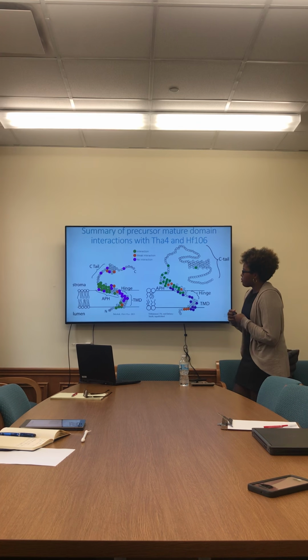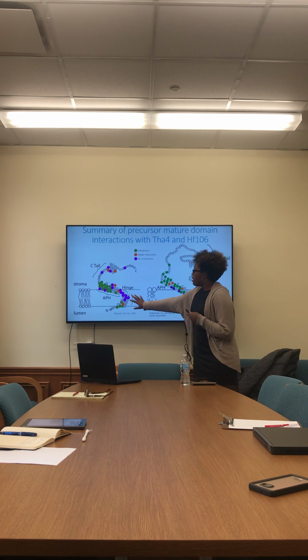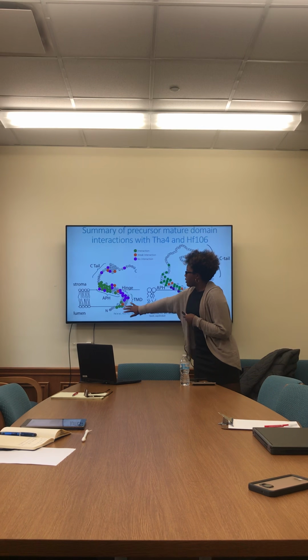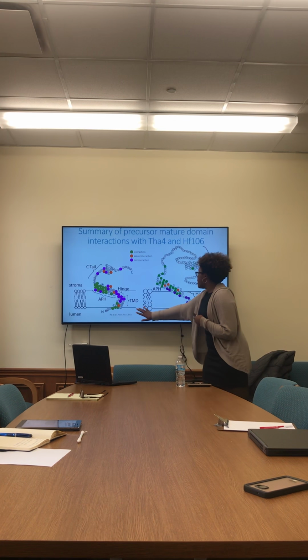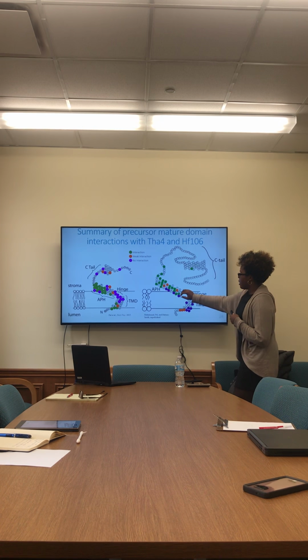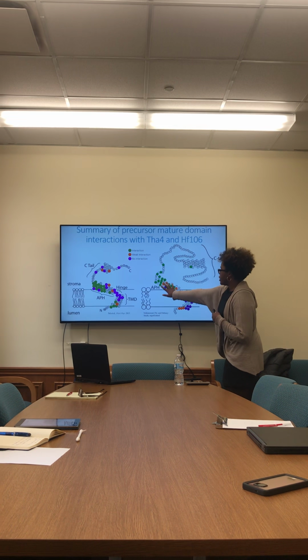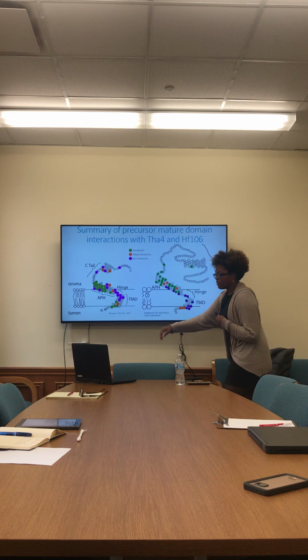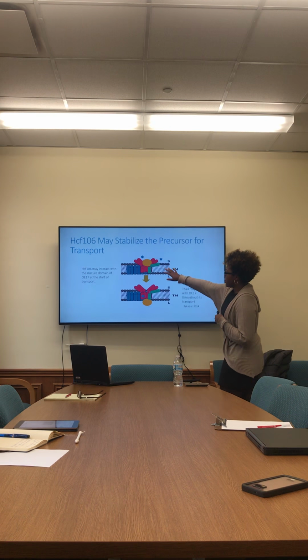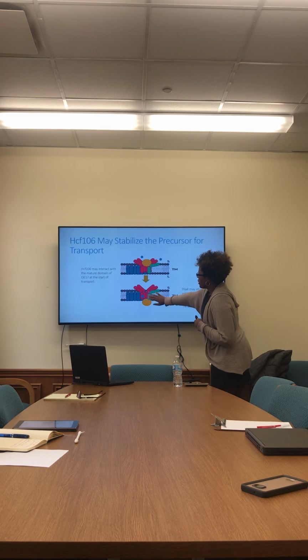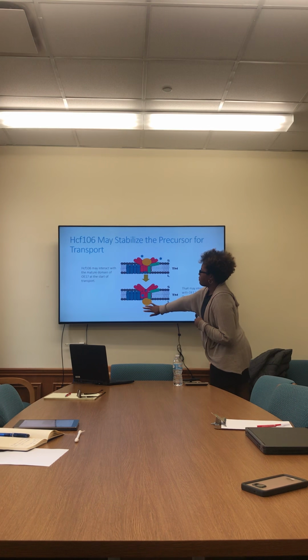So I think that the precursor is interacting with Tha4 throughout transport when it's bound here, and then when it goes across the membrane, it interacts in the N-terminus. But since it only interacts in the APH region of HCF106, I'm thinking that maybe HCF106 is just stabilizing it, and then when it transports, it's mostly interacting with Tha4.